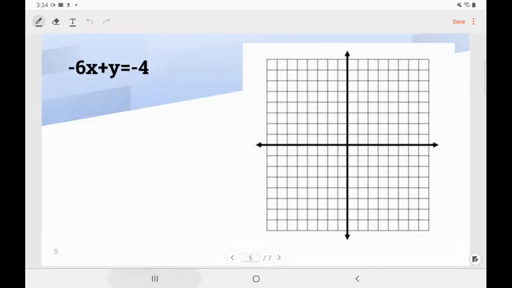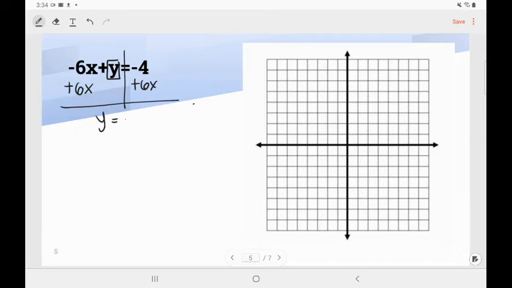So on this problem, if I'm solving for y, here's y. I need to get rid of the negative 6x so that I have the form y equals mx plus b. How do I get rid of negative 6? I do the opposite. I add 6.